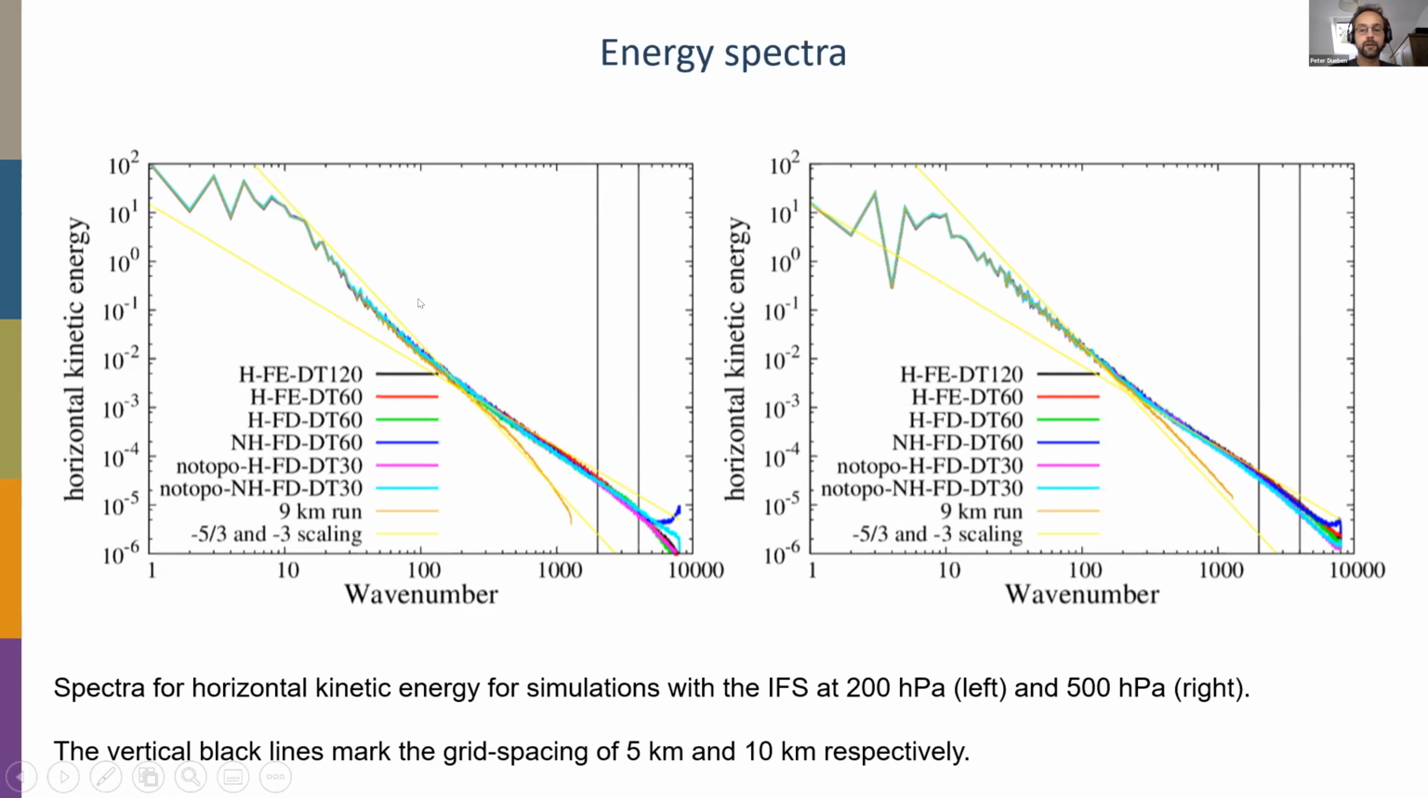So if you look into the energy spectra, you can see those results here. On the left for 200 hectopascal, on the right for 500 hectopascal. Basically, you see the -3 scaling for large scales and -5/3 for small scales that you want to see, except for this orange simulation here. And this orange simulation is actually the model setup that we use in operational predictions at 9 kilometers. So if you go to 9 kilometers, you don't really make this scale transition from -3 to -5/3 that is expected from theory.